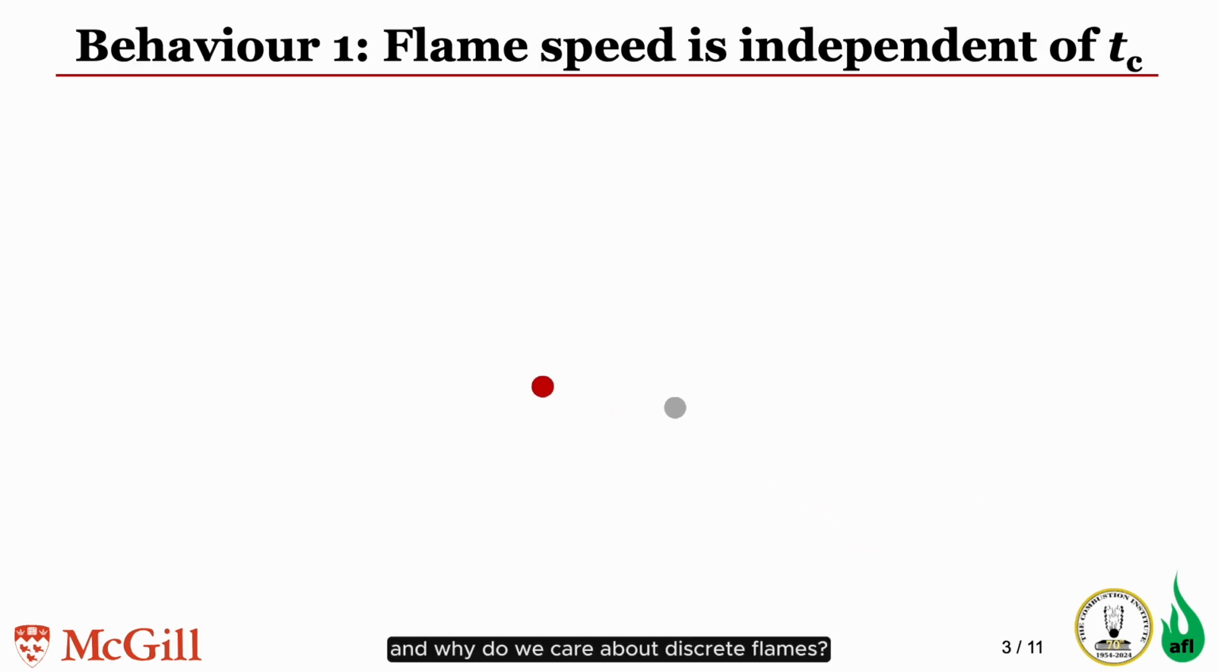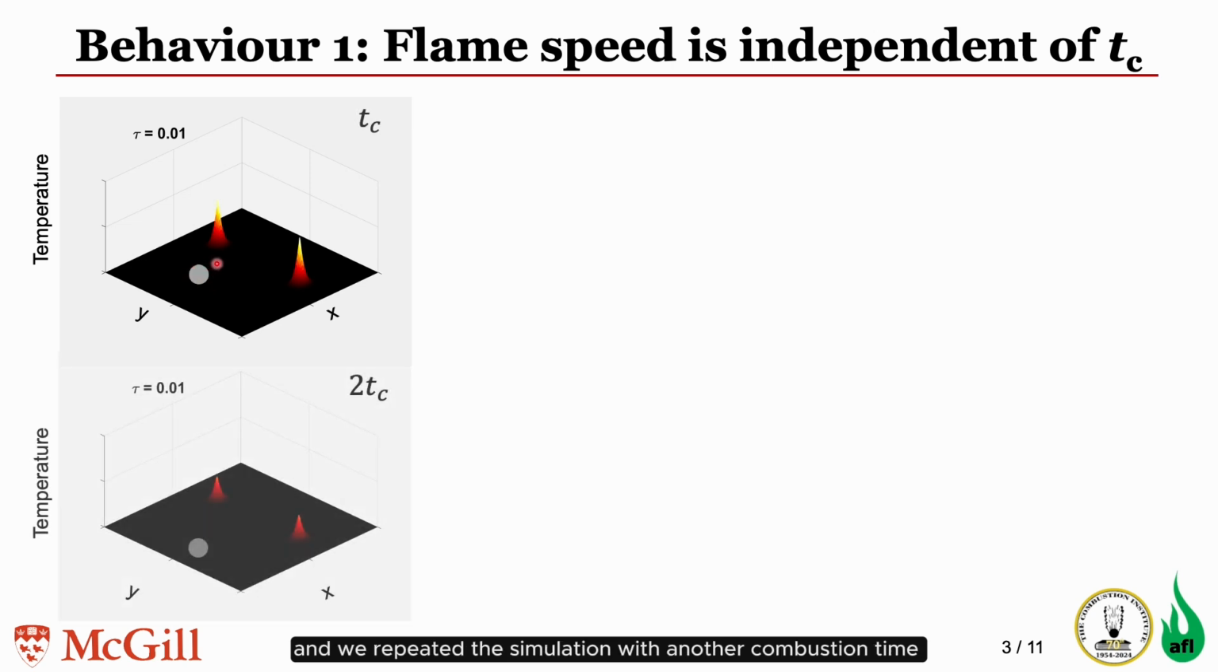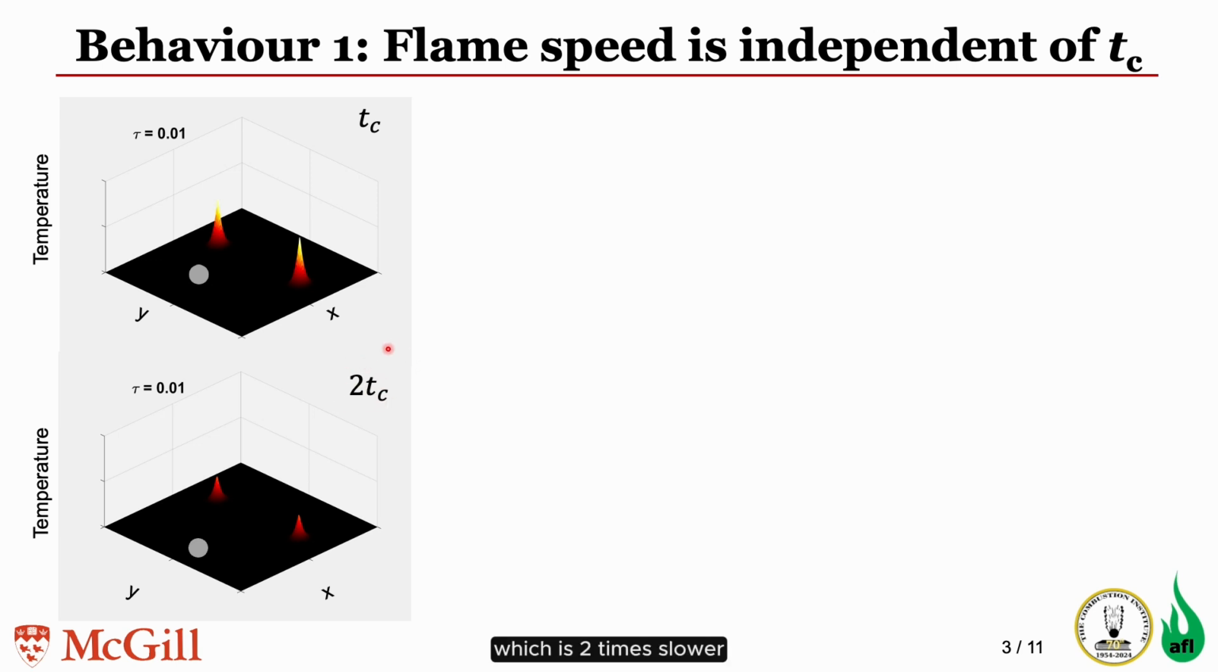And why do we care about discrete flame? It's because if we consider this temperature microgradient, we can actually see several features that we normally do not see in the conventional gaseous flame combustion. So now I show you the same simulation from the previous slide, and we are tracking the temperature of this unburned particle. And we repeated the simulation with another combustion time, which is 2 times slower.